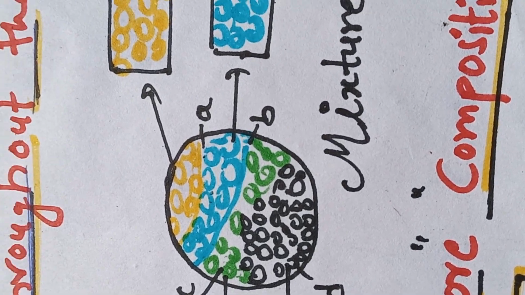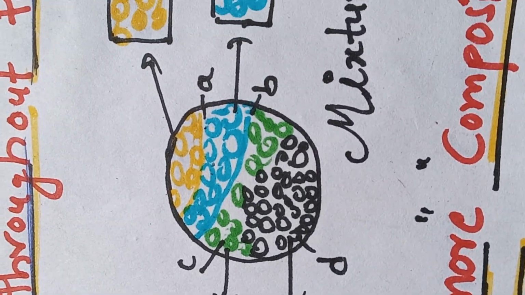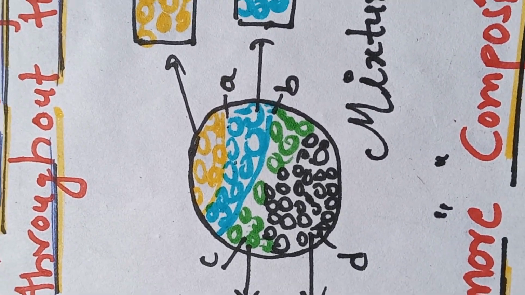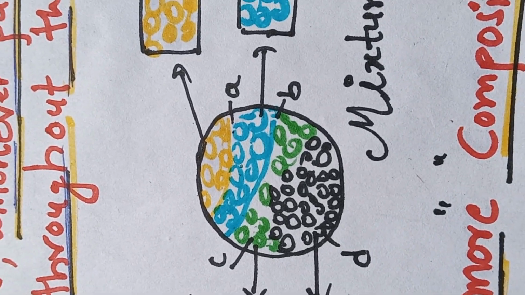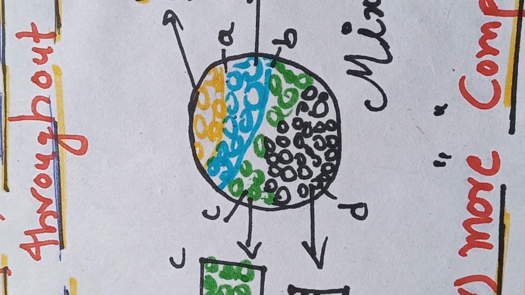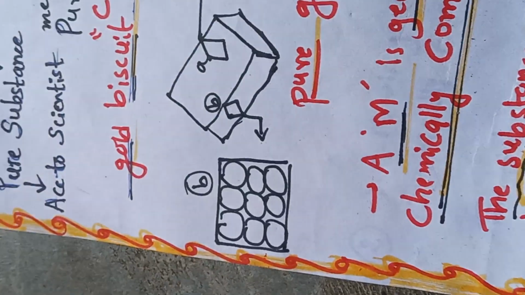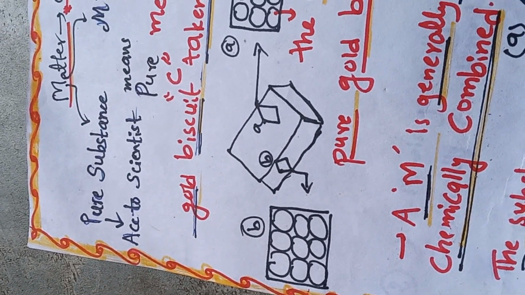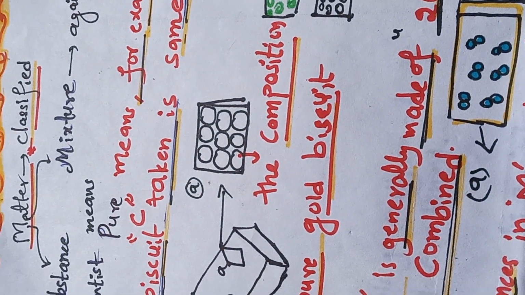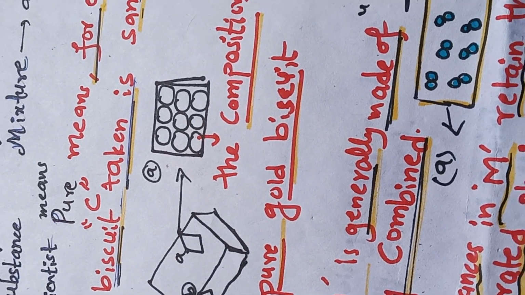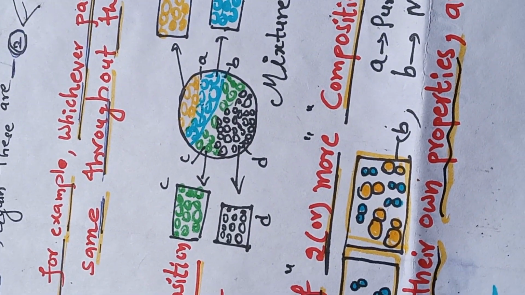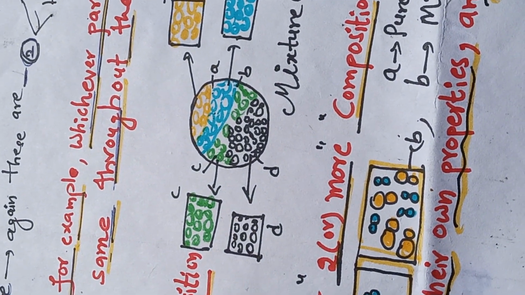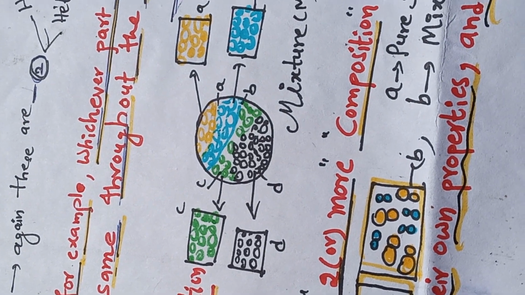That is a mixture. So in a mixture, the composition will be different throughout. That means the mixture composition is not the same throughout the sample. But in the case of pure gold, the composition will be the same in the A part and B part. There is no change in the composition. So that's why we call it a pure gold biscuit. But if we observe that mixture, we have so many parts. Whichever part we take, the sample will look like that part only.